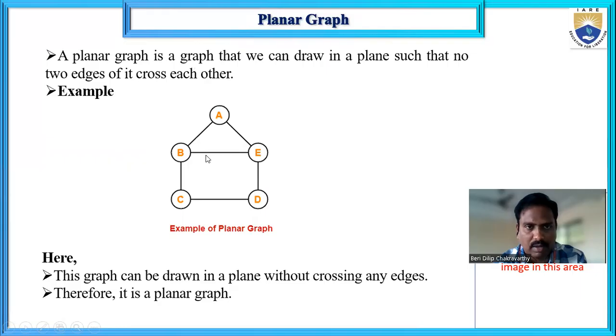A planar graph is a graph that we can draw in a plane such that no two edges of it cross each other. We don't have any crosses here. We can simply draw the edges. This graph can be drawn in a plane without crossing any edge. We don't have any crosses here. That's why we are calling it a planar graph.